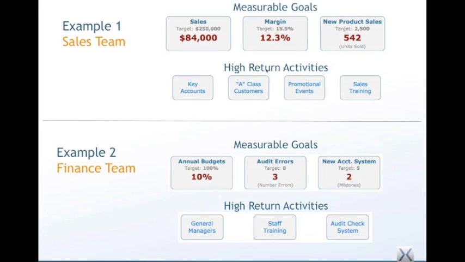For the finance team, they're saying, look, we have to communicate with the general managers who are actually going to put these budgets together for us. So they're going to be critical to us delivering our budgets on time. We need to train some of the staff because we're getting a lot of audit errors. And in fact, to do this, we want to make sure we've got an audit checking system in the new accounting system. So they're identifying 3, and these are actually real examples of teams we've worked with that have identified 3 or 4 things that are going to have an impact on their measurable goals.